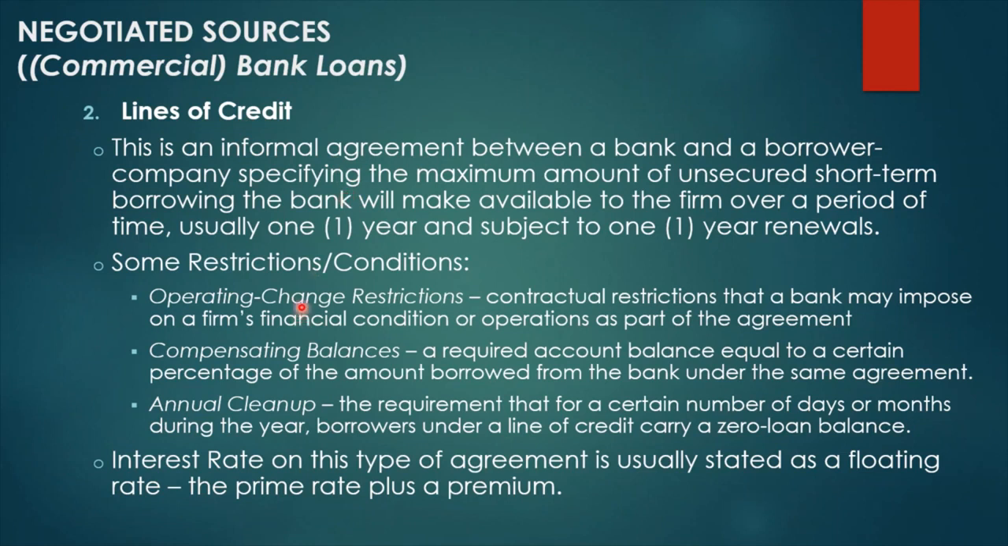Now, of course, in that agreement, to secure proper compliance or proper payment from the company, the bank will place certain restrictions or conditions. These are some of them. Operating change restrictions, the contractual restrictions that the bank may impose on a firm's financial conditions or operations as part of the agreement. So, these are the restrictions the bank imposes pertaining to how the company will operate the business or pertaining to its financial condition. Like the bank says, hey company, don't be too risky in your operations. You should be risk-averse. You should just relax. Don't take risks, because the risk you take might have an adverse effect on your company. So, those are the operating change restrictions.